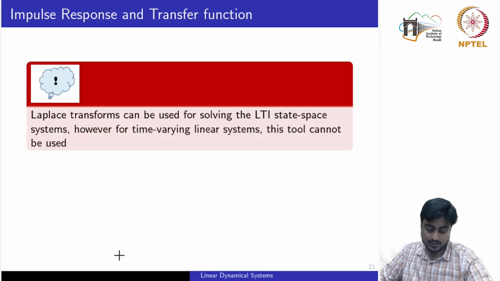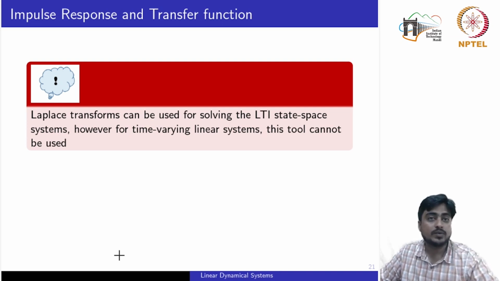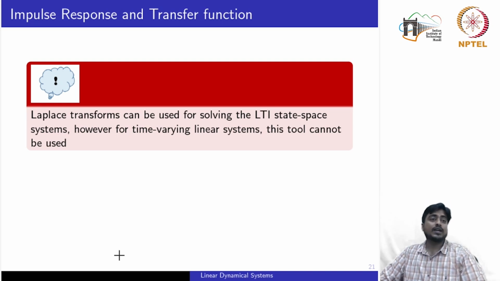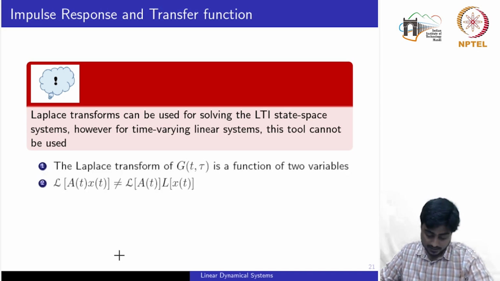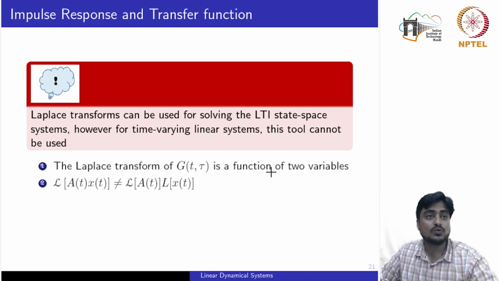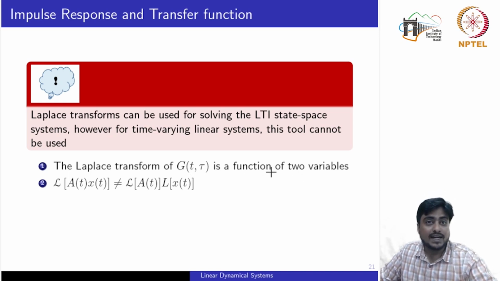Now the idea behind introducing the Laplace transform is that instead of computing the convolution or the integral in the continuous time domain and the summation in the discrete time domain, we deal in the frequency domain by using the transforms, either the Laplace or the Z transform. But we cannot use these two frequency domain tools for linear time varying systems. Why? First of all, the Laplace transform of g of t comma tau is now a function of two variables. For the LTI system, instead of having these two variables, we use only one argument, which is t minus tau.